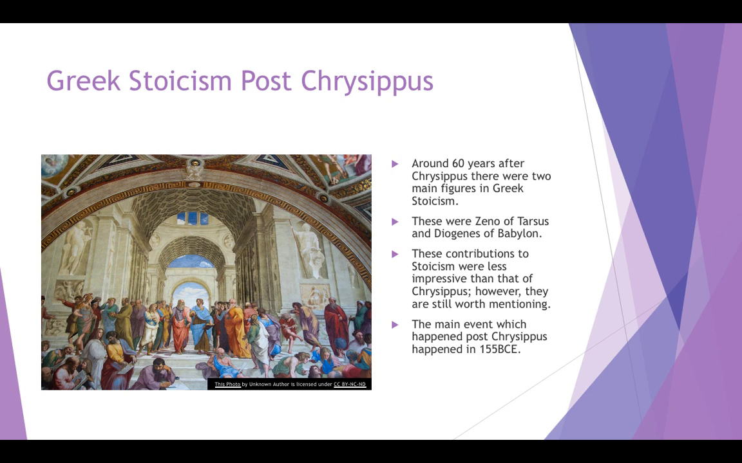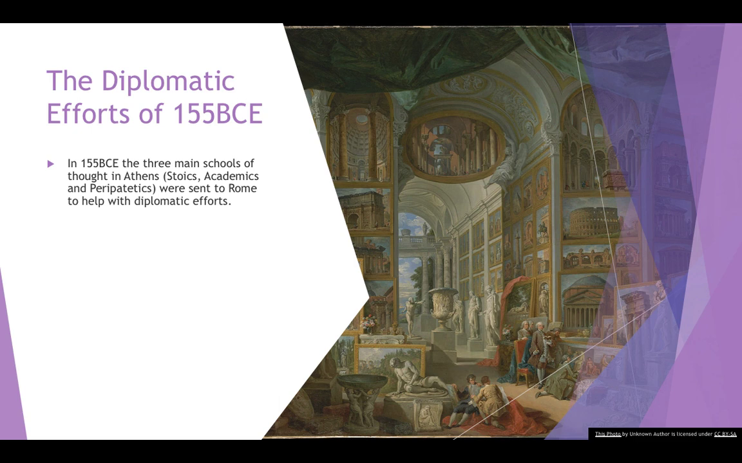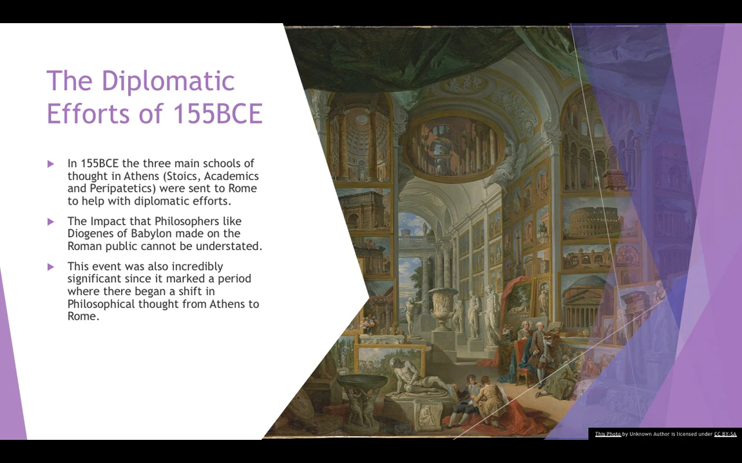The main event that really took Stoicism to a different era and a different dimension was something that happened in 155 BCE, and this was the diplomatic efforts. In 155 BCE, the three main schools in Athens, the Stoics, the Academics, and the Peripatetics, were sent to Rome to help with diplomatic efforts. The impact that philosophers like Diogenes of Babylon made on the Roman people could not be understated. This was a significant event because it marked a period where philosophical thought in general shifted from Athens to Rome, and with that it took Stoicism.